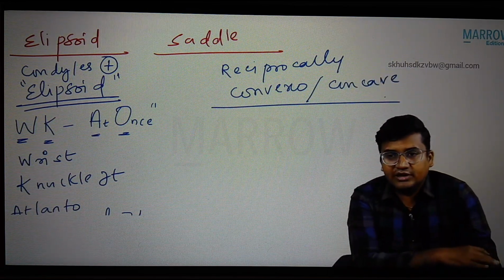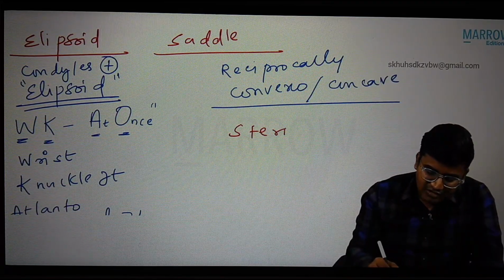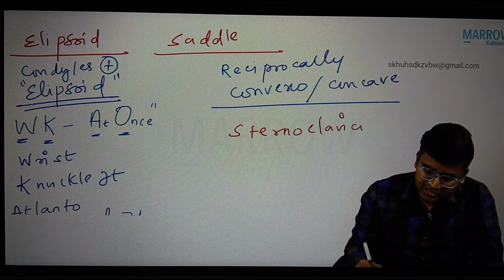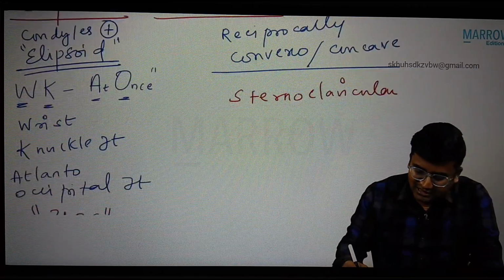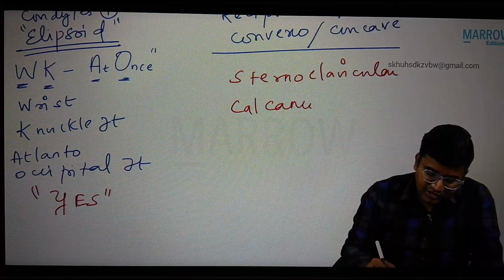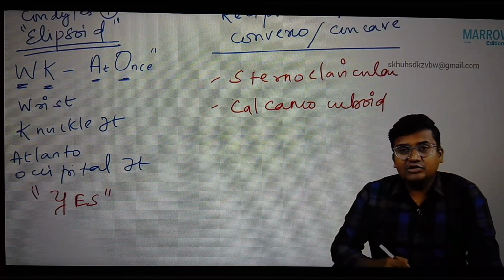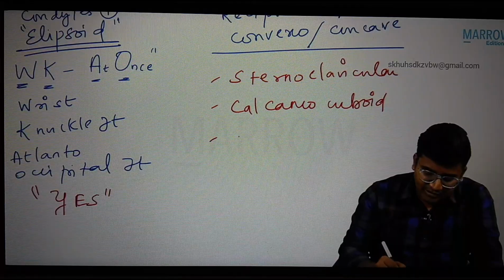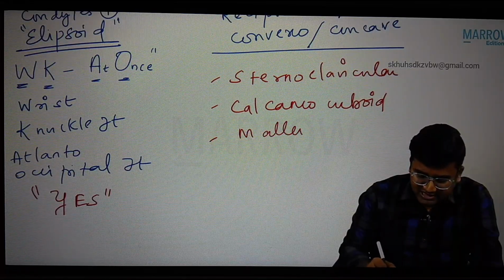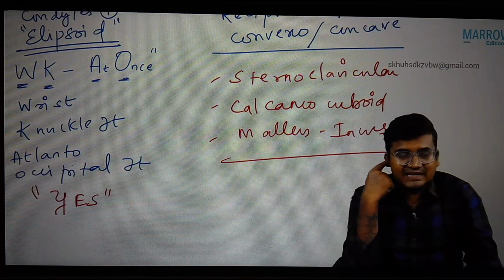Reciprocally, they are convexo-concave. What are the examples you will see here? Sternoclavicular joint, it is a saddle type of synovial. And then calcaneocuboid joint, and the third one, the joint between malleus and incus, the ossicles. The malleus and incus, no?